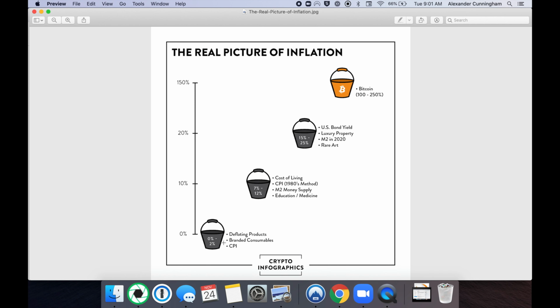Back to the chart. So 0 to 2%. One that's going to be at 0% is deflating products. These are things that are dematerialized by technology, things like photos, video games, anything where technology can drive the price down. Branded consumables, those are things that you might purchase at the grocery store. Michael Saylor also goes into things like manual labor, where the prices may increase around 2%. And then the CPI usually falls at around 2%, and that's an index of the price increase of a basket of goods.